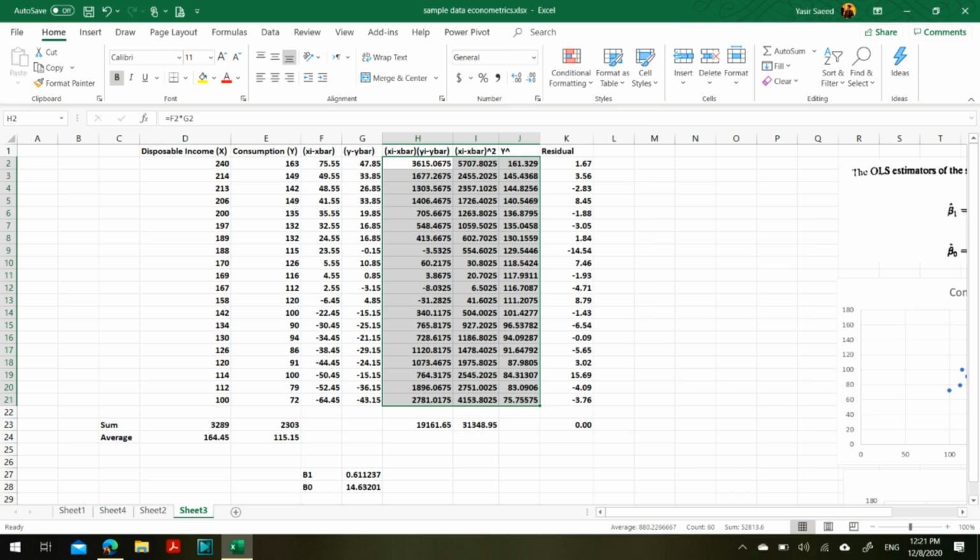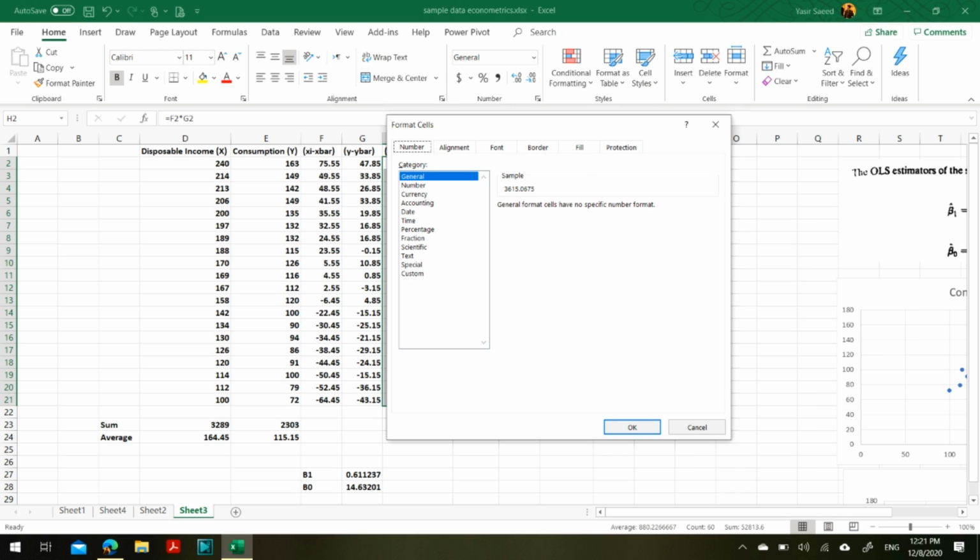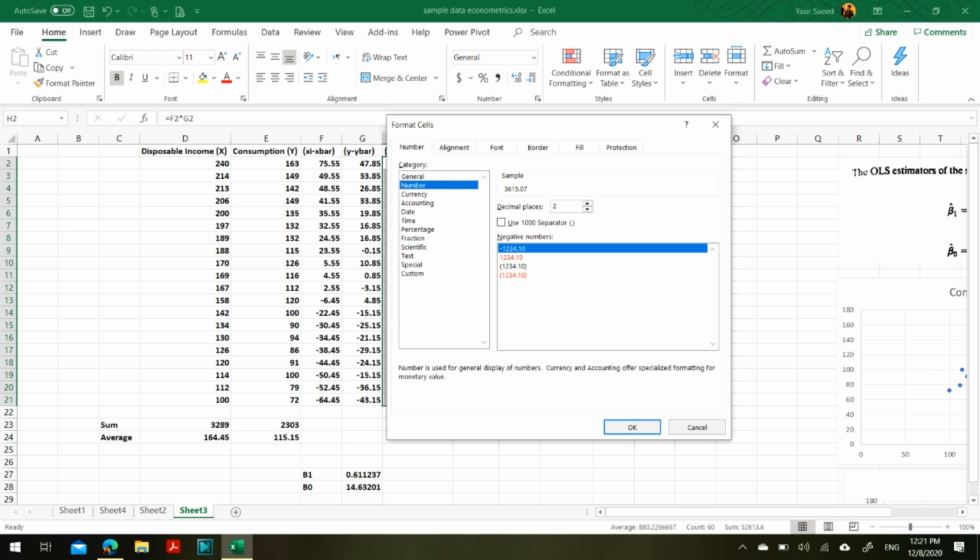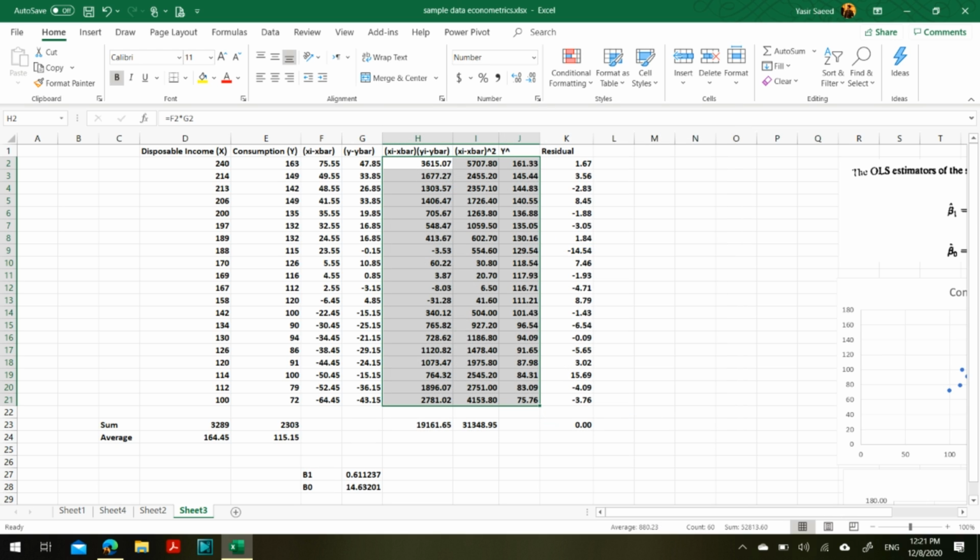We can do it for the rest of the values as well, so that they can easily be readable. Format cell, and it's a number with 2 decimal places, and press OK. So now look at the summation of the residual. The summation of residual equals 0, and this is the property of a regression line, that whenever we sum up the residuals, its sum will always equal 0.